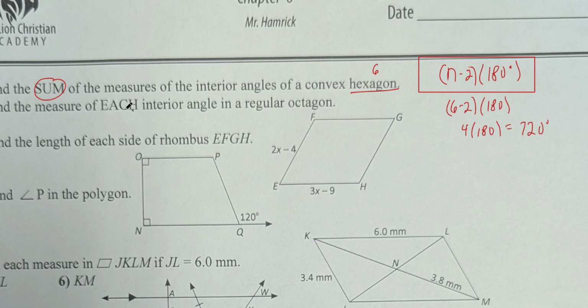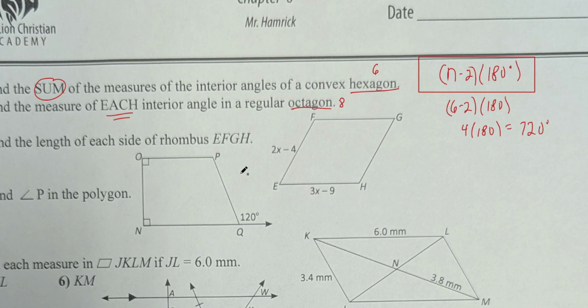All right, what about this one? Find each interior angle in a regular octagon. How many sides does an octagon have? It's got 8. You've got to know those. I could change the numbers. I could make that a pentagon, an octagon, or a decagon. Any of the shapes that we've talked about, you've got to know what those words mean.